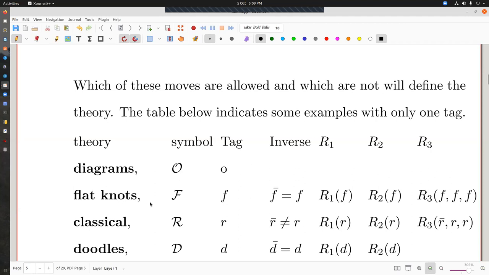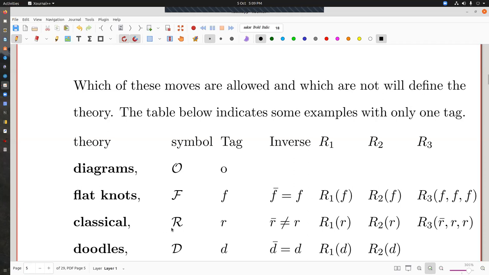There's flat knots where everything is allowed. There's just one tag, and F bar is equal to F. And so that's a kind of free homotopy in a surface or something.